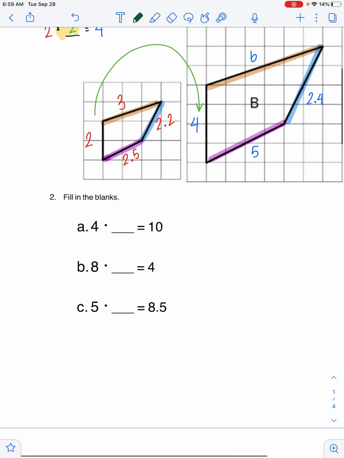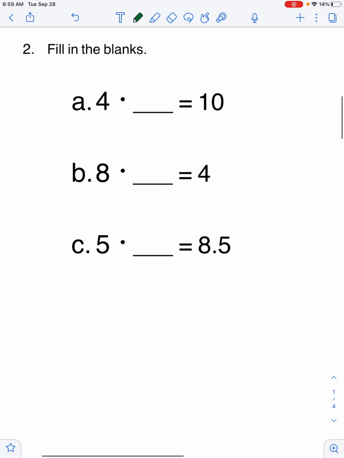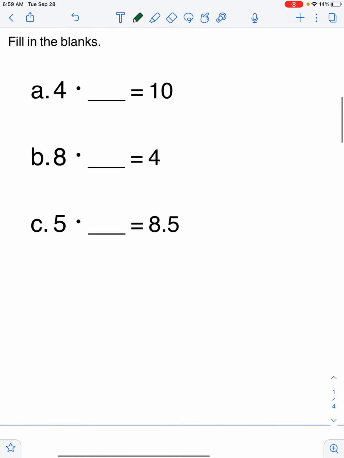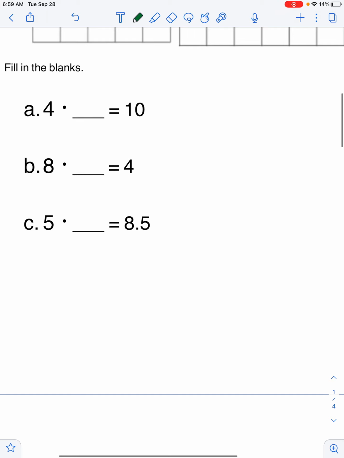Question 2, fill in the blanks. We've got 3 multiplication problems here. 4 times something is 10, 8 times something is 4, and 5 times something is 8.5. Let's do one together, and then I'll send you to do the others on your own.